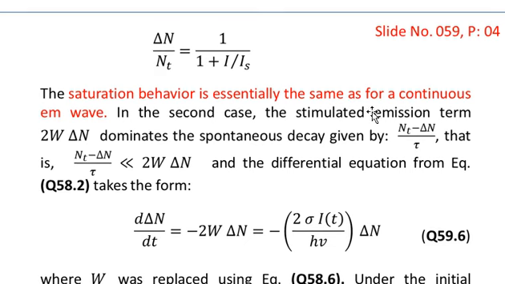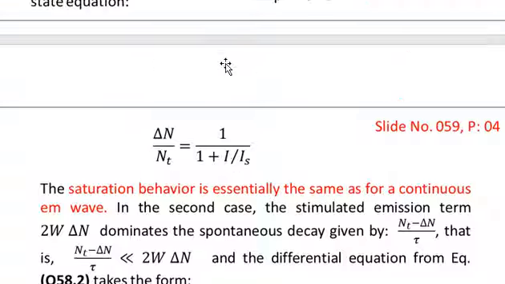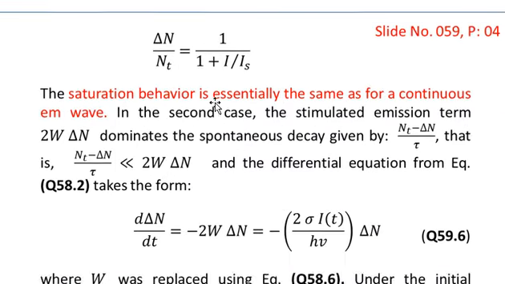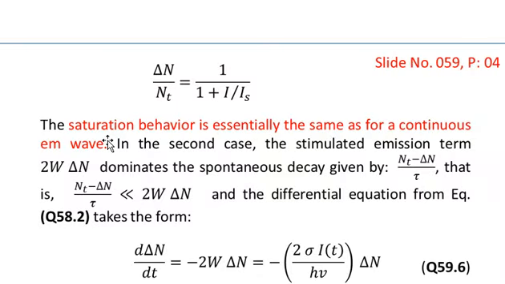The saturation behavior is generally the same as for a continuous electromagnetic wave, because we have obtained the same relation for the continuous electromagnetic wave. But you see that this relation was obtained when it was assumed that the pulse duration is very long compared to the upper state lifetime tau. So this case is the same as that of the continuous electromagnetic wave case.